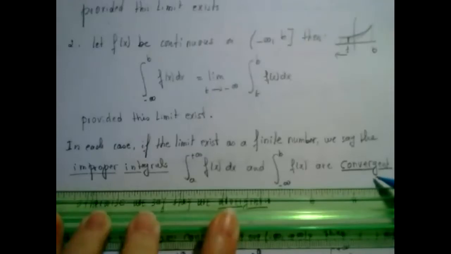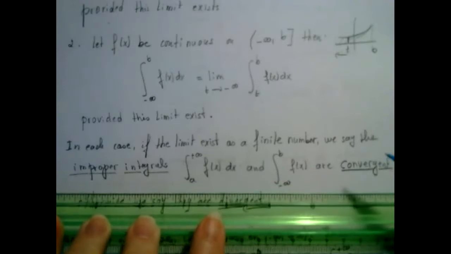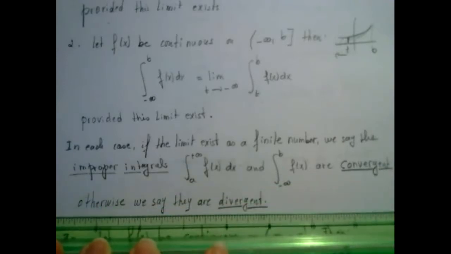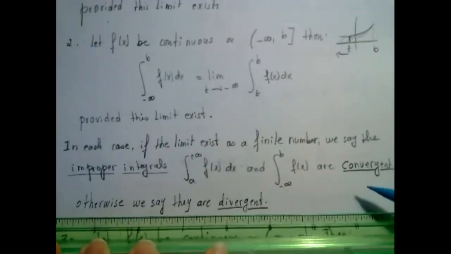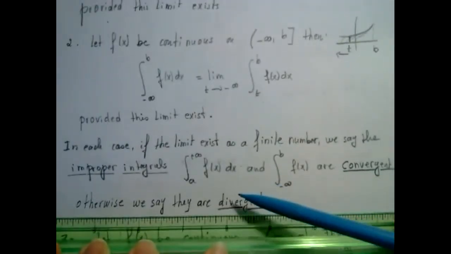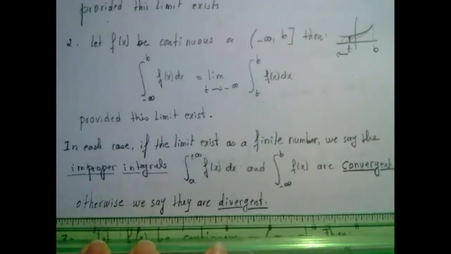So that's a new word you're going to hear a lot of from now on. Convergent. So if the integral exists, convergent. Otherwise, we say they are divergent. So if the improper integral exists as a finite number, we say that it's convergent, otherwise divergent. One more definition, and then we start working out problems.